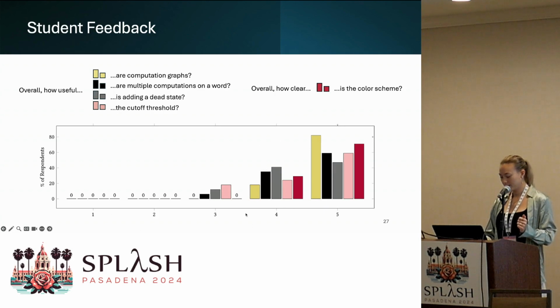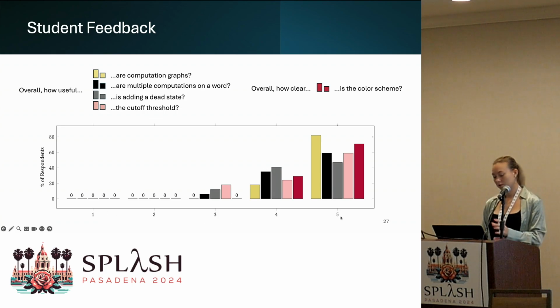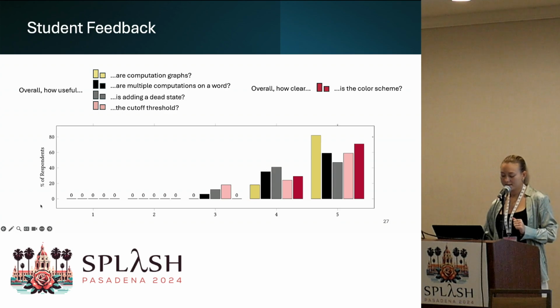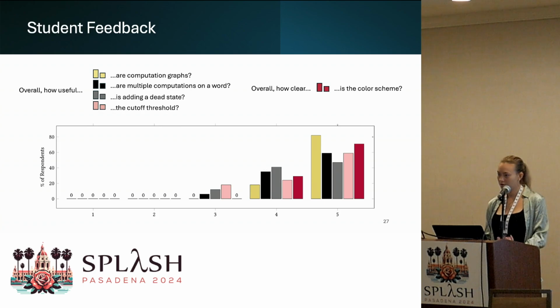The x-axis is the Likert scale. 1 means they strongly disagree with a statement. 5 means they strongly agree with a statement. The y-axis is the number of respondents in percentage. Our feedback was really good. We got no negative feedback. We got some neutral feedback. And we got a lot of positive feedback. The first question, the yellow bar, shows that over 80% give it a perfect score when answering, are these graphs useful? Do you use them? Do they help you with nondeterminism?